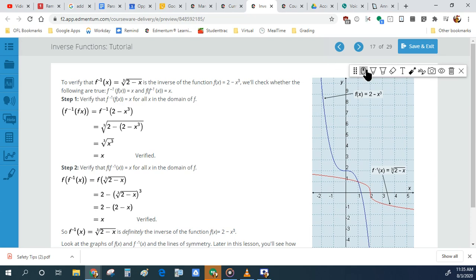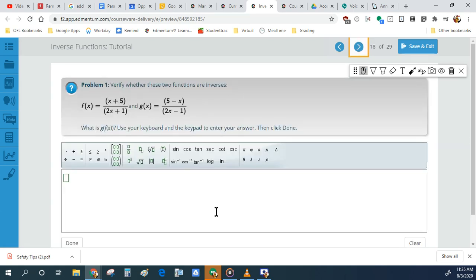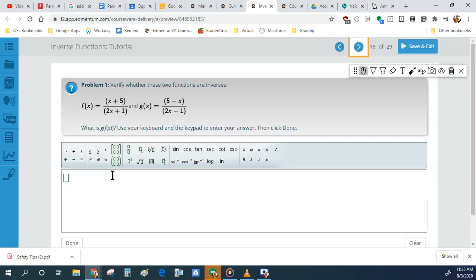All right, so moving on. Here they want us to show the steps of these. These are honestly very hard to do on a keyboard, but I'm going to try to type it out for you guys. So verify whether these two are functions.